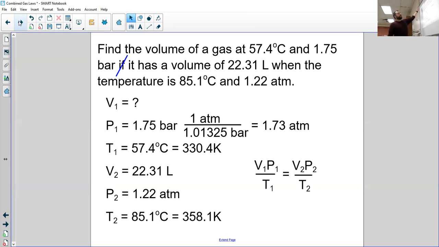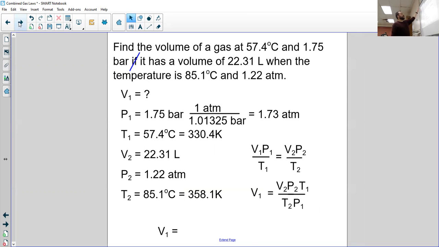Next thing we need to do is set up our equation. So we have V1 P1 over T1 is V2 P2 over T2. Have to rearrange. So we're looking for V1. So we're going to pull our equation down. We're going to move T1 from the bottom up to the top on the other side. Then pull our P1 from the top to the bottom of the other side. Now we have our setup equation of V1 equals V2 P2 T1 divided by T2 times P1.